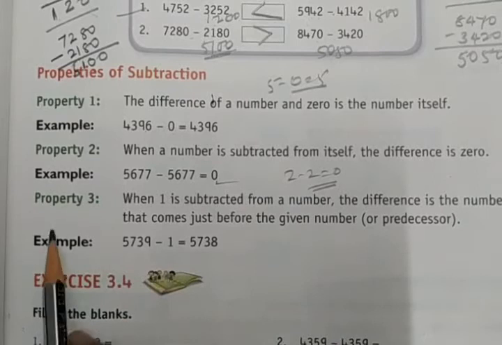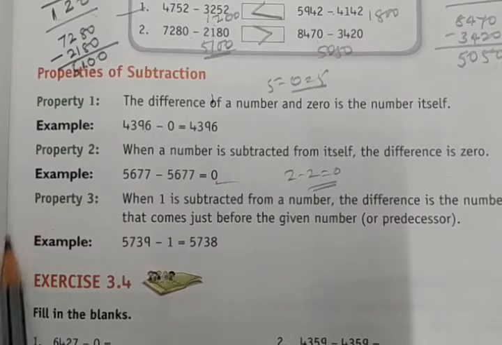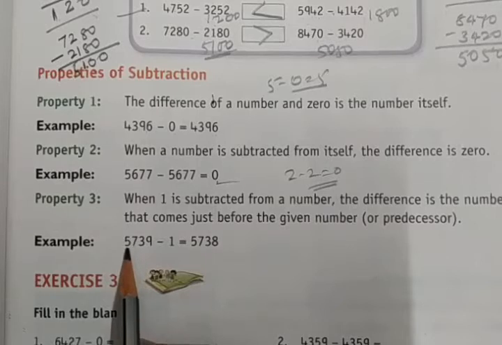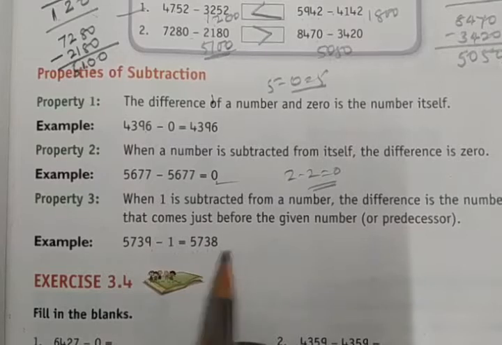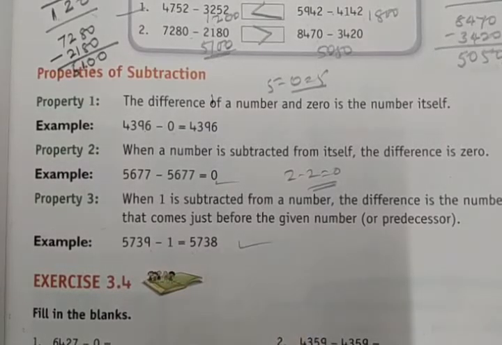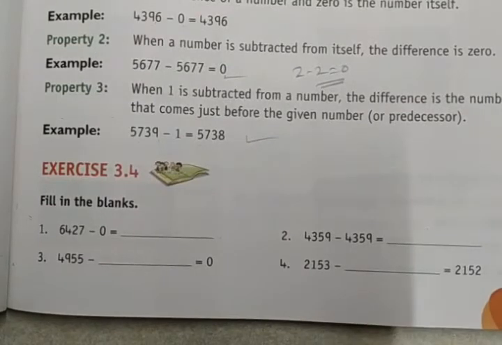Okay. Then property number 3, when 1 is subtracted from a number, the difference is the number that comes just before the given number, the predecessor. For example, 5739 minus 1 is 5738. One number less. That's called predecessor. The number one number less is the predecessor. The number one number extra, one number plus, is the successor. Okay. So based on the properties, let's solve some examples.